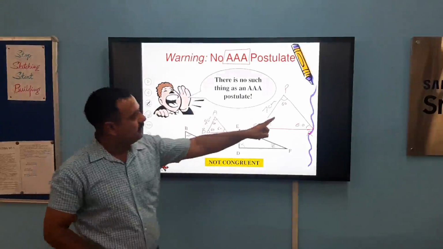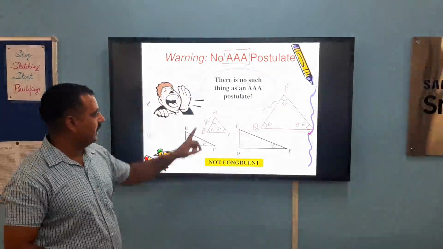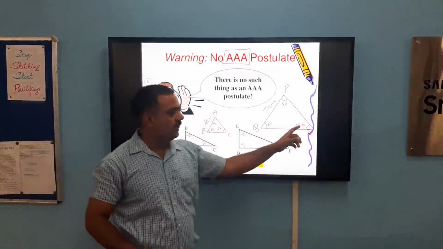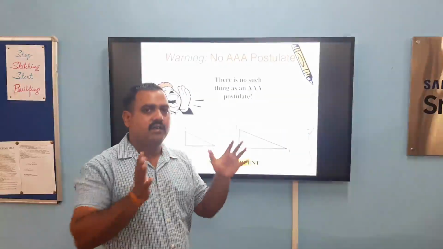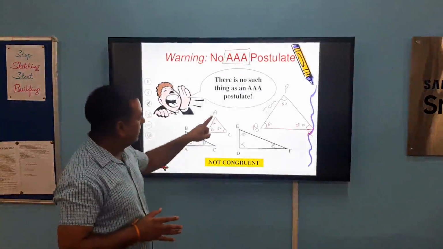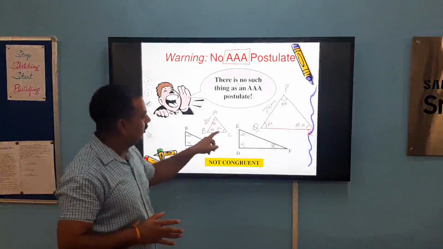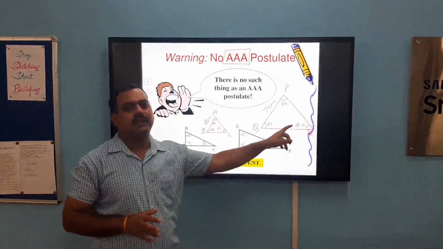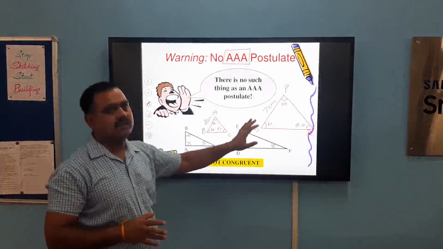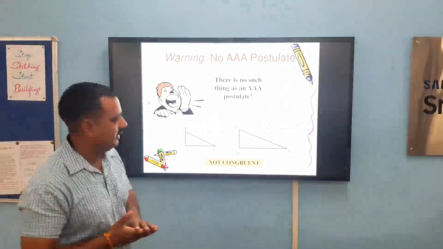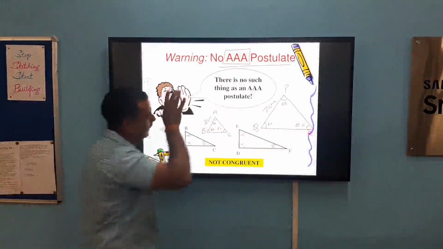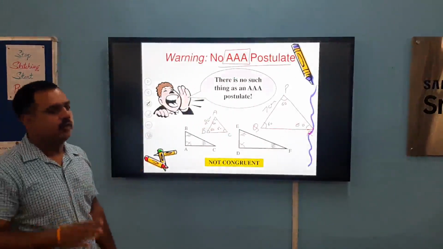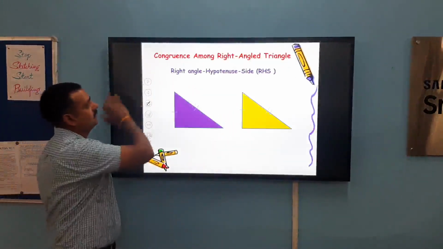Now if we see both triangles, triangle ABC and triangle PQR, both have the same shape but their size is different. Even though both have all three angles equal to one another, the triangles are still not congruent to one another. So always remember, the angle postulate does not apply for the congruency of triangles.